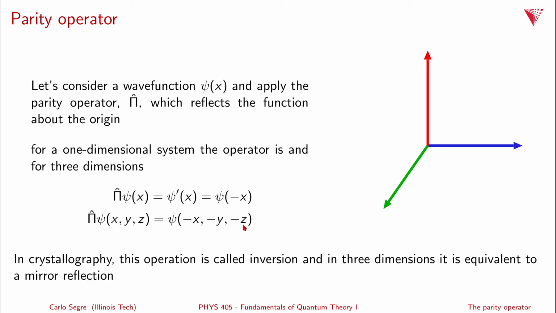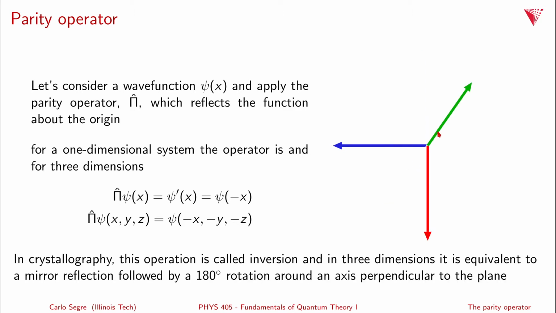And inversion in 3 dimensions is equivalent to a mirror reflection through a plane, say this plane in the xz plane. So you reflect, and then you rotate 180 degrees about a perpendicular axis. And now you have a completely inverted system.